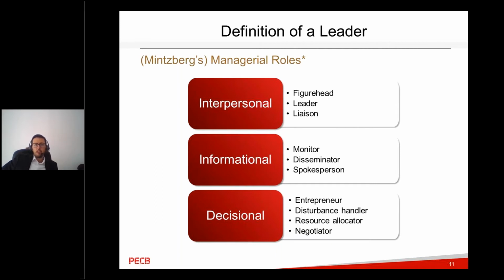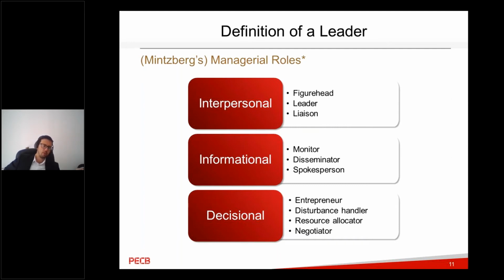Then we go to disturbance handler and negotiator, which is the way that leaders tend to use their interpersonal skills in order to either end a conflict or to negotiate, be that within the organization or on behalf of the organization, with tasks that are outside of the normal job routine of the manager or the organization itself.